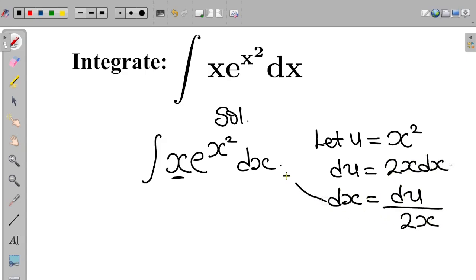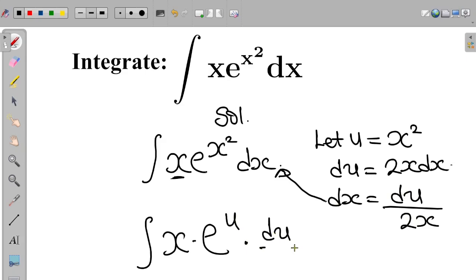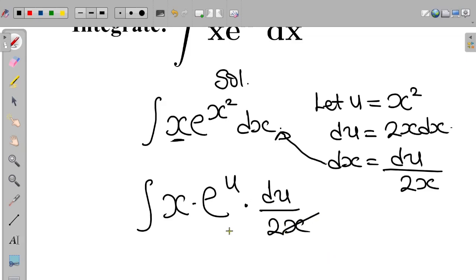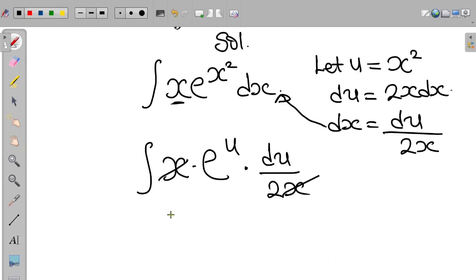So at this point, we will substitute the value of dx here. So this becomes the integral of x multiplied by e to the power of x squared, which is now u because u is equal to x squared. So we have u, and then dx is du divided by 2x. So at this point, x will cancel out x. We'll be left with the integral of e to the power of u multiplied by du divided by 2.